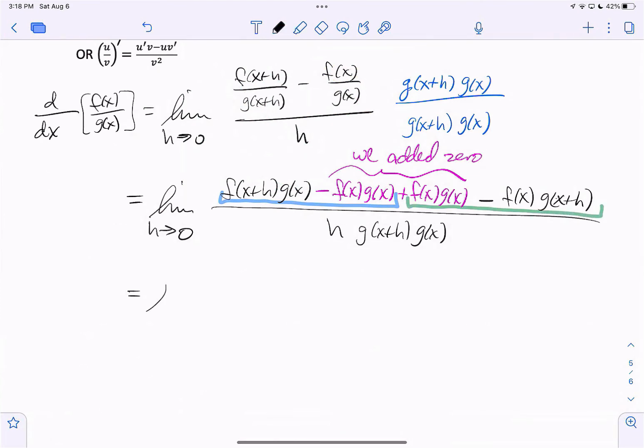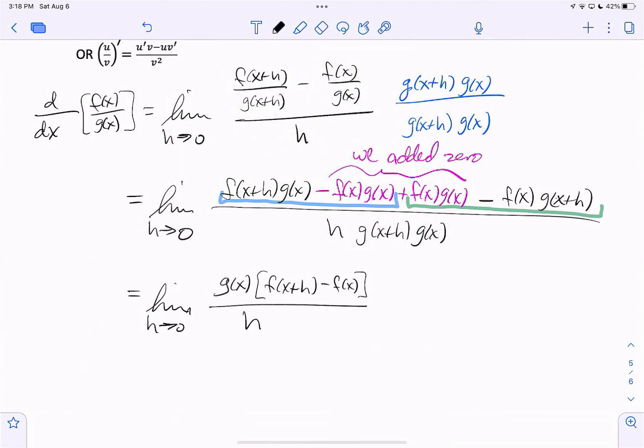So we have the limit as h approaches 0 of, if I factor out g of x from the first pair of terms, then I'm left with f of x plus h minus f of x. All that is divided by h times g of x plus h times g of x. Don't divide anything out at this point. And then if in the second pair of terms I factor out an f of x, then I'm left with g of x minus g of x plus h over h and some other things.